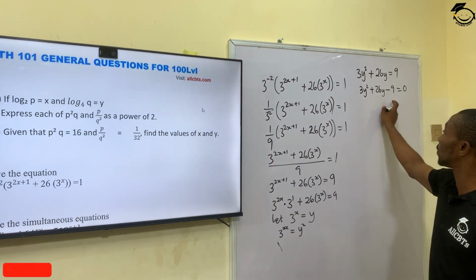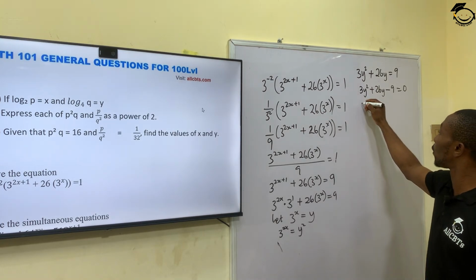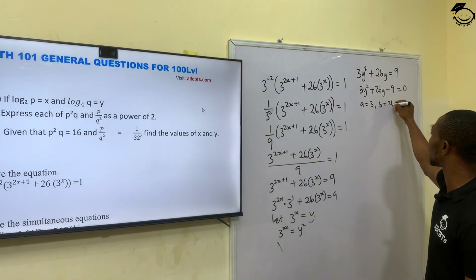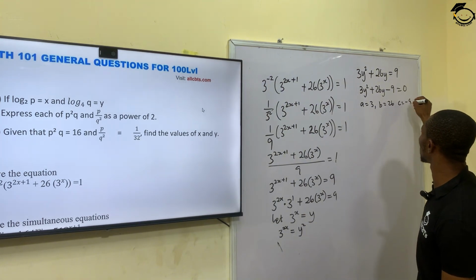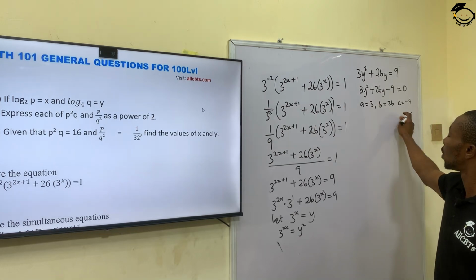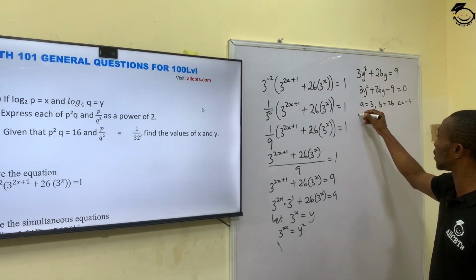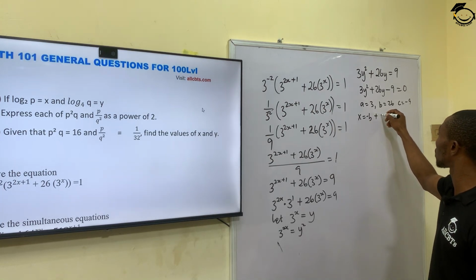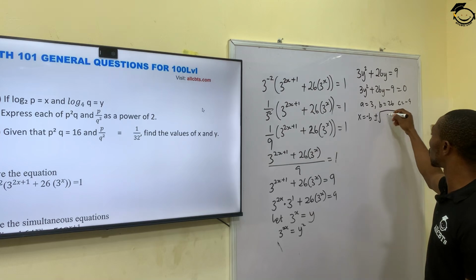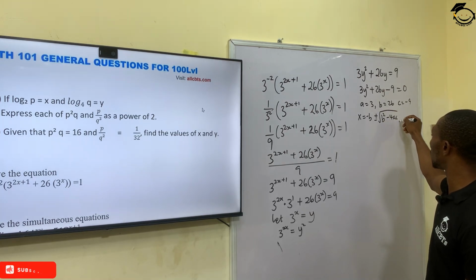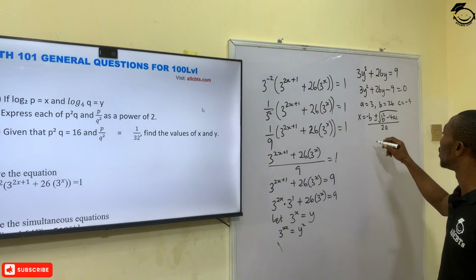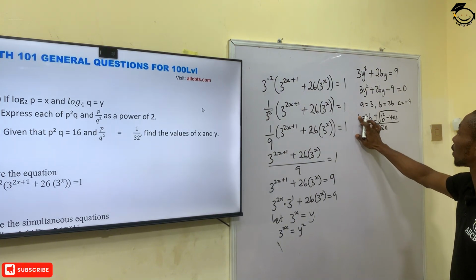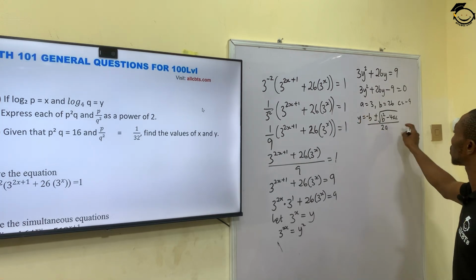Now from here, we'll solve out our quadratic equation. Now we have a equals 3, b equals 26, and c equals minus 9. Using our quadratic formula that says x equals minus b plus or minus root b squared minus 4ac all over 2a. In this case, our x is our y, so we can replace this with y equals this.